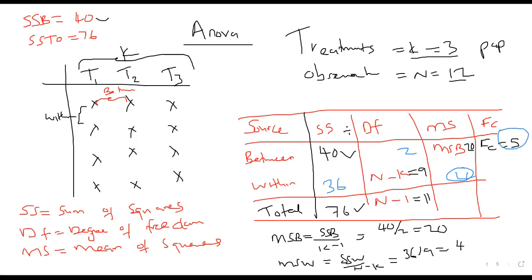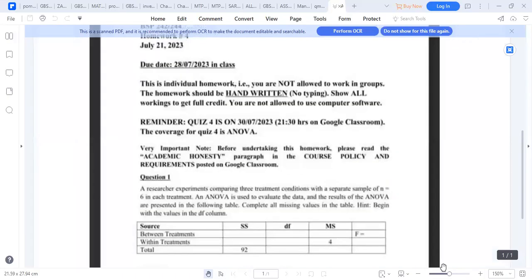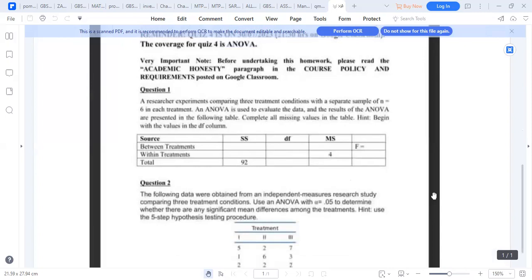Now, especially for you, Makongus, your assignment: lead us through filling in this table. We're told that a researcher is comparing 3 treatments with separate samples of n equal to 6 in each treatment. An ANOVA is used to evaluate the data. The results of the ANOVA are represented in the table with missing values. Hint: begin with the degrees of freedom. They're even spoon-feeding you.